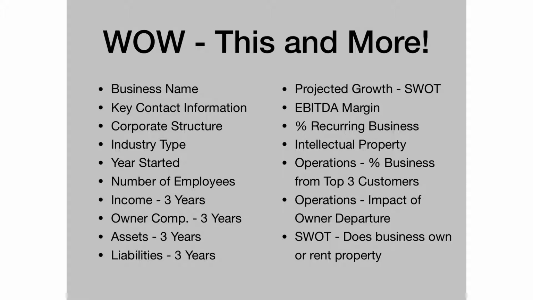I mean, I've got the business name, contact information, corporate structure, which is so important, the industry type, when it started, number of employees. Look at this. I've got income for 3 years, owner compensation for 3 years, assets, liabilities for 3 years, some projected growth numbers, EBITDA margin. And then I have some additional pieces of information about the company that will help me better engage when I start to talk with the business owner about the information that we need to figure out where they need the most protection. Having this information makes it so much better than starting with a completely blank fact finder at the beginning of the meeting with a business owner.